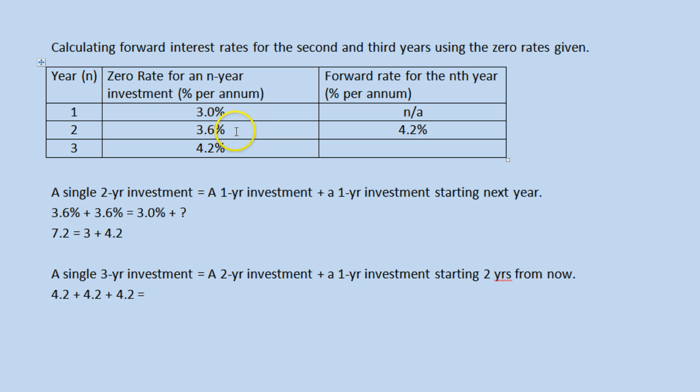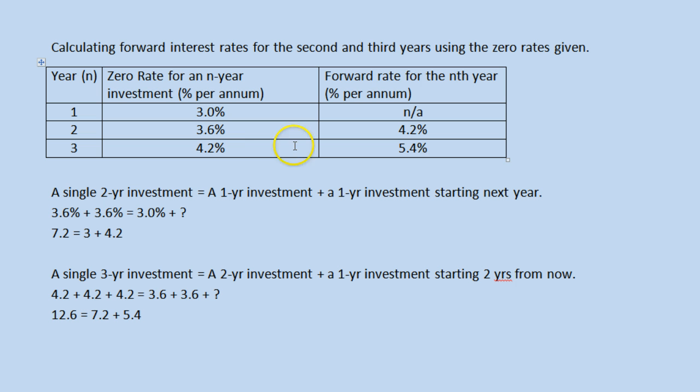A 2-year investment is going to pay 3.6% for 2 years, at which point we are going to start a new investment in the third year for 1 year, and the interest rate we would get on that is the forward rate. So question mark. 4.2 times 3 is 12.6, and 3.6 plus 3.6 is 7.2. And then if we subtract 7.2 from both sides here, it turns out that this question mark must be 5.4. That makes the interest rate, the forward rate in the third year, 5.4%.